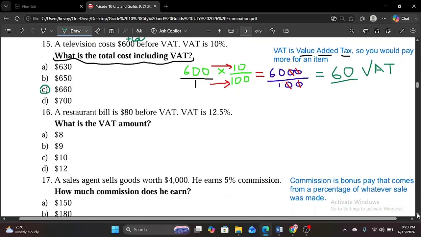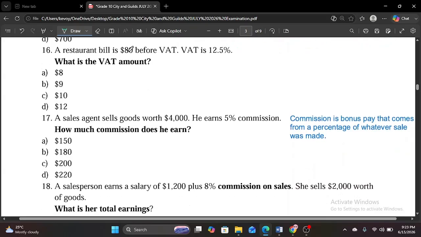All right. So going down, a restaurant bill is 80 before VAT. The VAT is 12.5%. What is the value added amount? So we're not asked to find the total amount to be paid. We're asked to find what is the VAT. All right, so we're going to find what is 12.5% of 80.